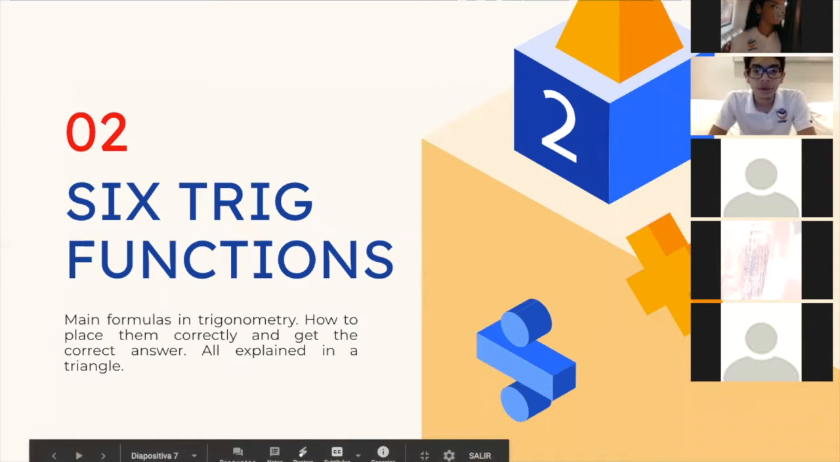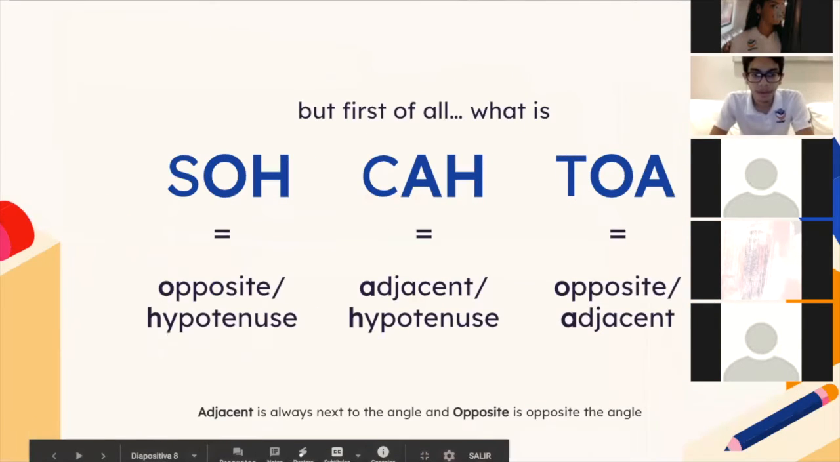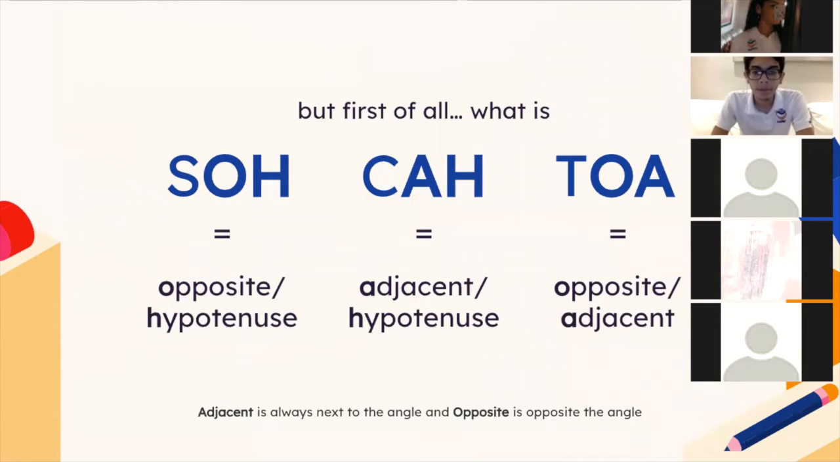In this section, we are going to explain the six trigonometric functions and their formulas. But first of all, what is SOHCAHTOA? It's a mnemonic device to help you remember the 3 basic trigonometric ratios used to solve for missing sides and angles in a right triangle. There are 6 functions of an angle commonly used in trigonometry. The main ones are sine, cosine, and tangent, while the others are cotangent, secant, and cosecant, that will be mentioned later. This trigonometric function describes the relation between the angle and the side of a right triangle.